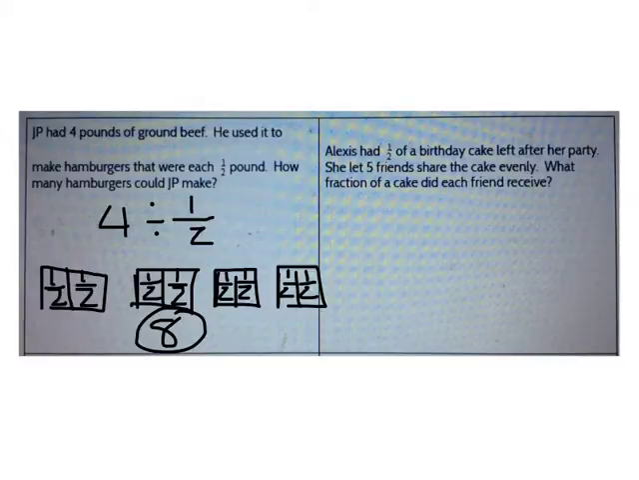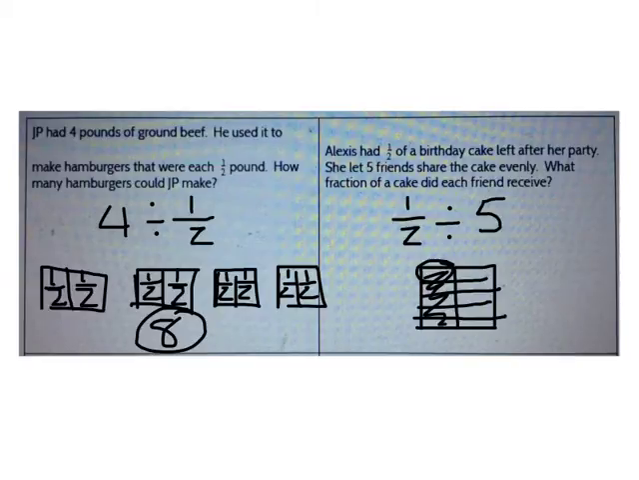Let's do another. Alexis had half of a birthday cake left after her party. She let 5 friends share the cake evenly. What fraction of a cake did each friend receive? Go ahead and solve that problem now. Make sure you write your division sentence, draw your model, and then answer the question. Each friend received 1/10 of the cake.